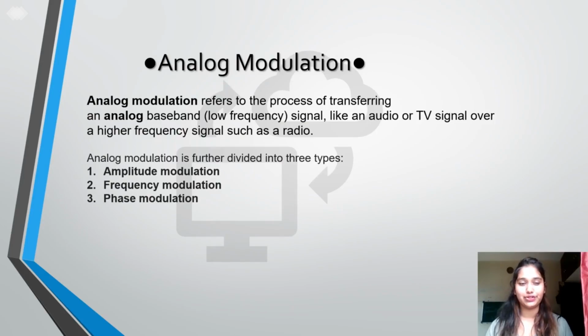What's analog modulation? Analog modulation refers to the process of transferring an analog baseband signal, like an audio or a TV signal, over a higher frequency such as a radio. Analog modulation is further divided into three types: amplitude modulation, frequency modulation, and phase modulation.